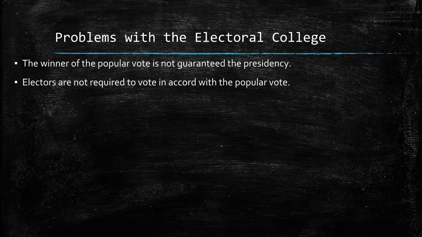So then you run into a problem where the majority of voters in the country didn't actually choose the person who becomes president. It has happened 5 times in the history of our country, so it's not unprecedented.